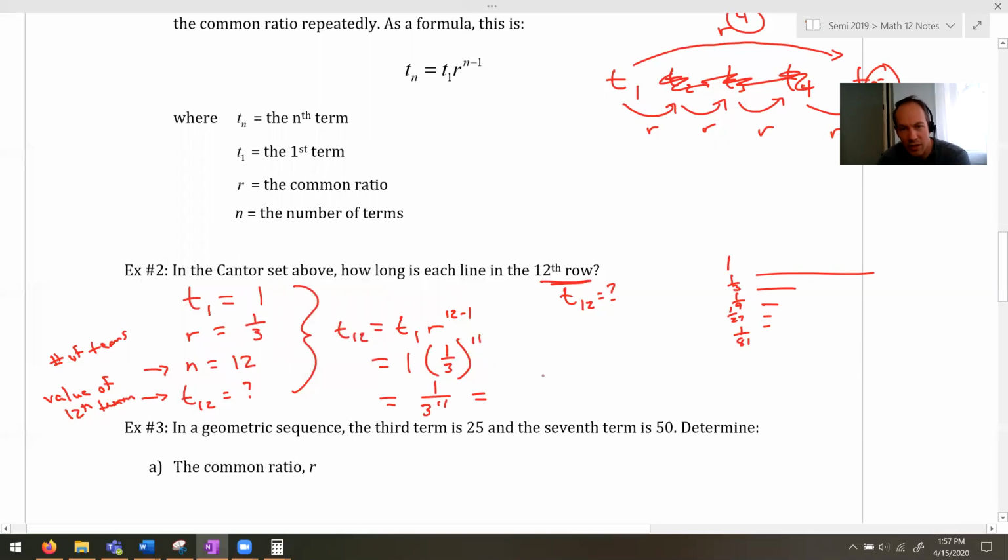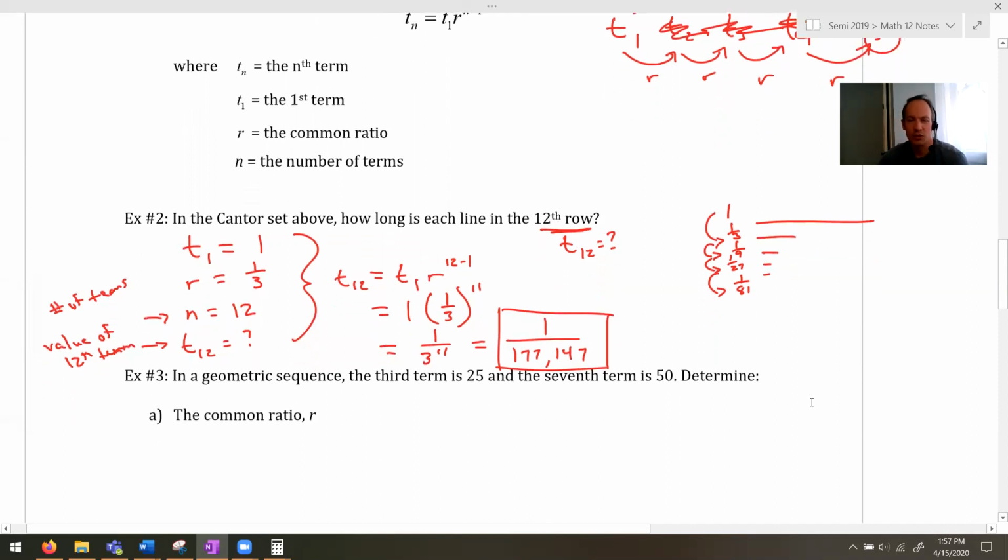Okay, so what we can tell is that if I was to actually work this all out and keep doing this repeated multiplying by a third over and over and over, and I did that 12 times, well, actually I'd only do it 11 times to get to the 12th row, but this is how long it would be. So that's a much better way of doing it than working it out the long way.